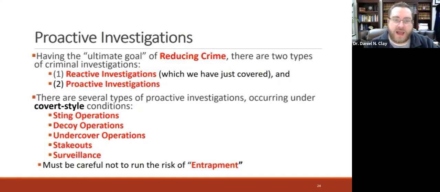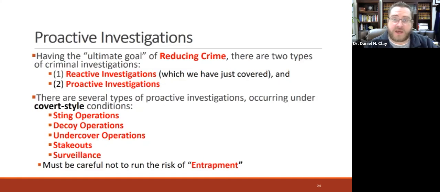So again, we discussed reactive investigations, in which the easiest example is a homicide. Police respond to a call of a dead body, and then they begin to investigate. Now, there are such things as proactive investigations, right? These are investigations that take place before a crime is committed or before a crime occurs. There are several types of proactive investigations. Most of them occur in a covert style condition, all right?